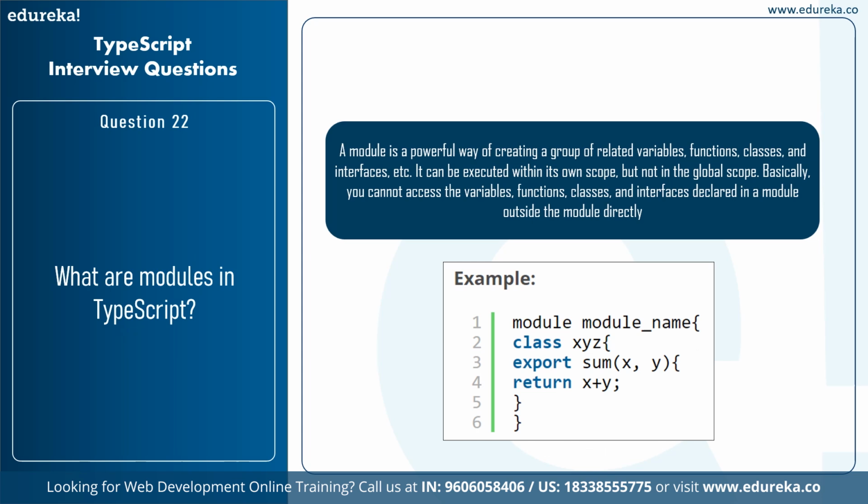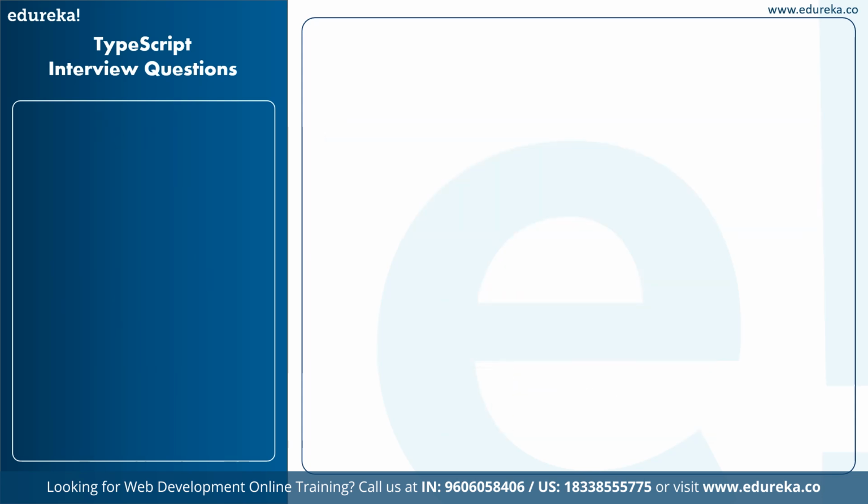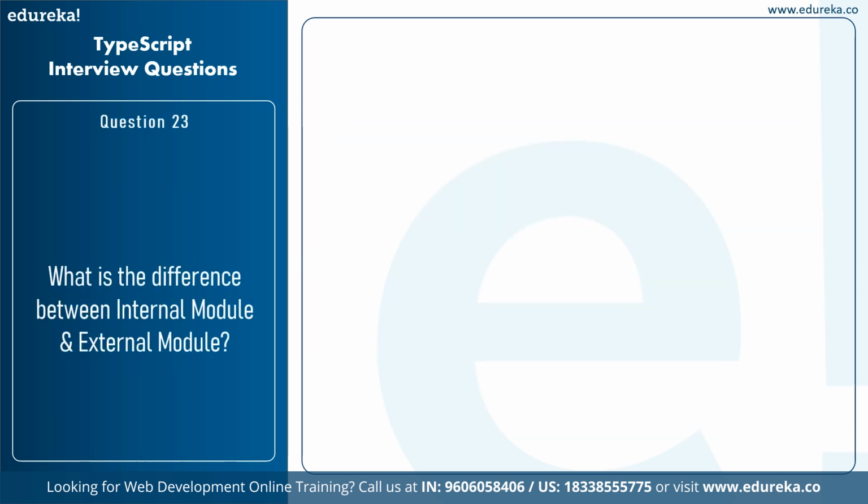You can take the module keyword, then the module name, and take a class, then export anything, such as here we're exporting the sum of x and y as x plus y. So here we are using the export keyword, but we can also use it in other modules by using the import keyword. Next up, what is the difference between the internal module and the external module?